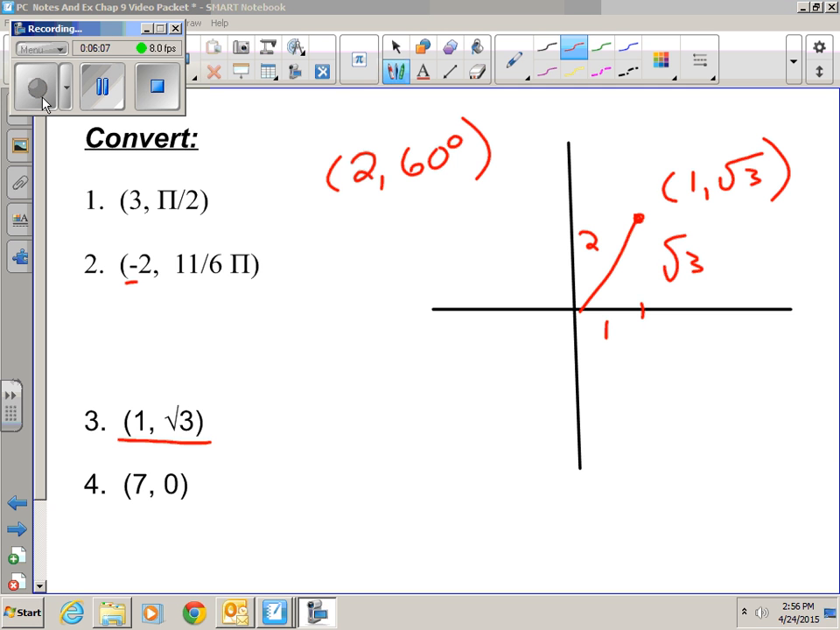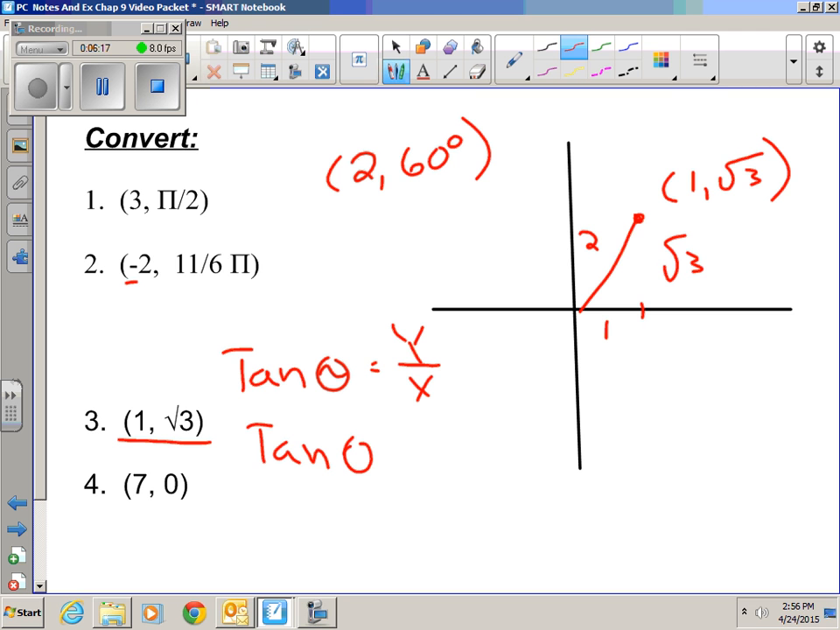We're going to use our conversions by saying tan theta equals y over x. So tan theta is equal to y, which is root 3, over x, which is 1. What angle has a tangent of root 3? That's 60. So our angle is 60. So we go over here and put a 60 right here.